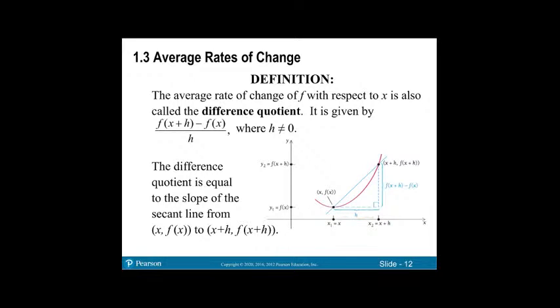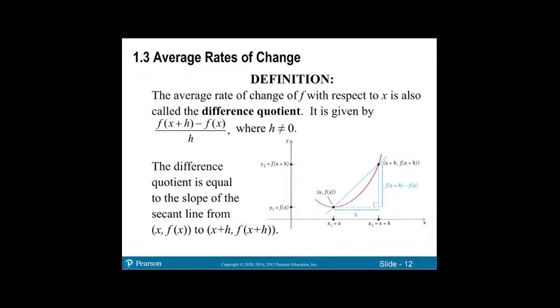So if x1 is just x, then x2 is going to be x plus some change, some difference, right? So then if we have this x, we can have f of x. If this is going to be x plus h, then we can have f of x plus h, right? So then if we said y2 minus y1 over x2 minus x1, if you say x plus h minus x, you're left with just h, right? So that's where this notion of the difference quotient comes from.